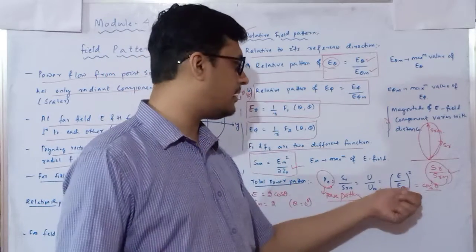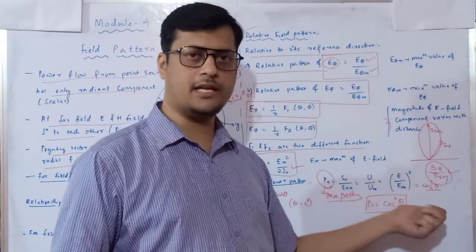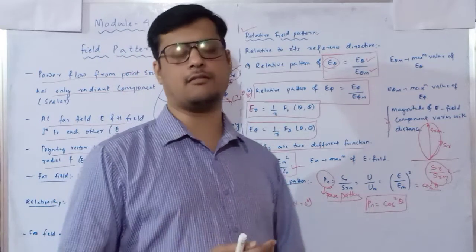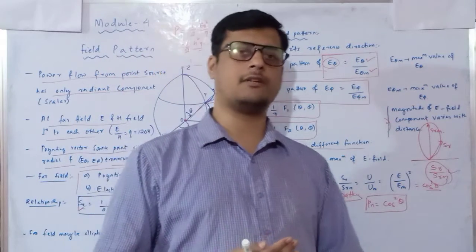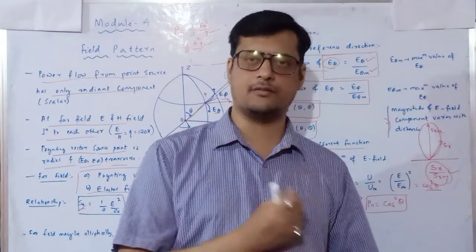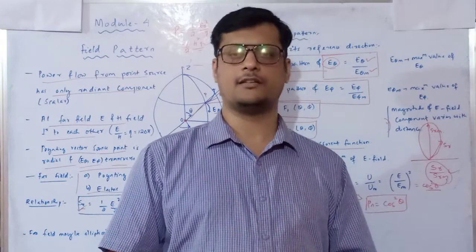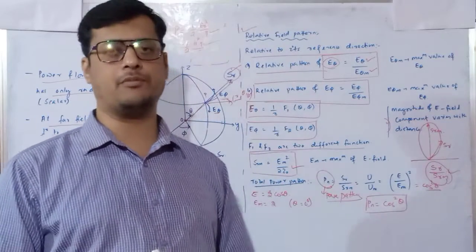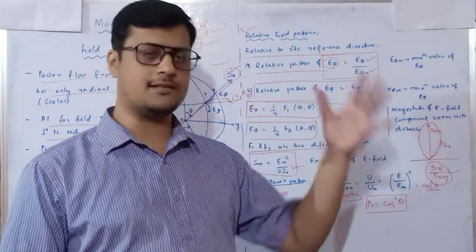So here it is E by EM. If you divide these two, you will get cos theta. Square it, and that is called cos square theta. So cos square theta is the power pattern with respect to the given electric field. These are the basic steps through which we can proceed further and discuss certain cases.